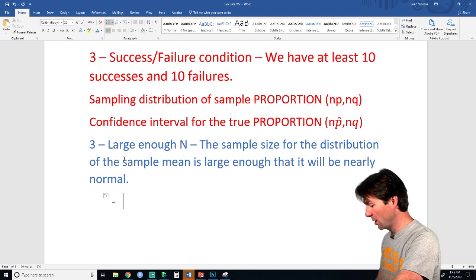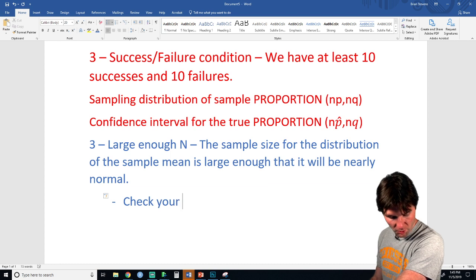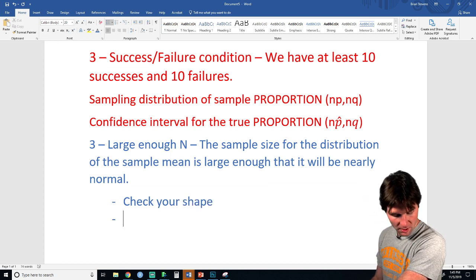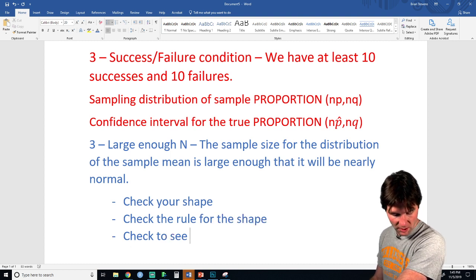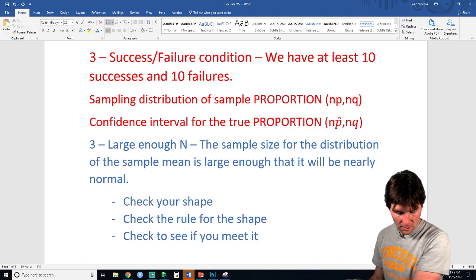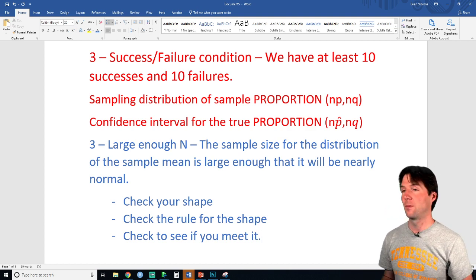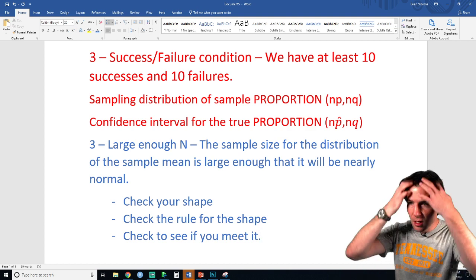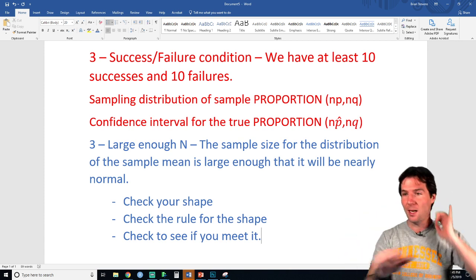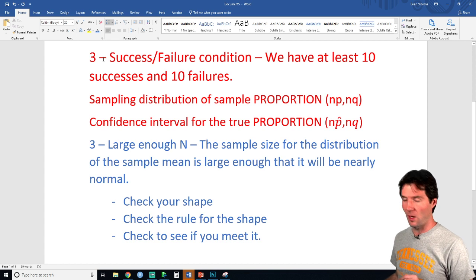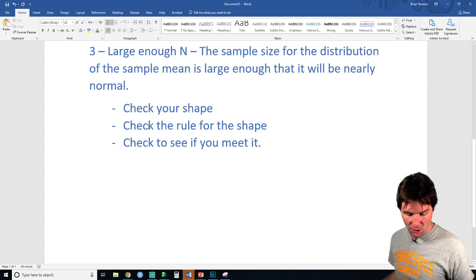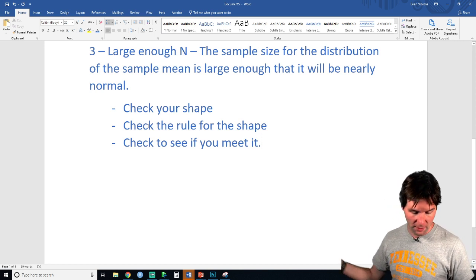Now let's do some things right here. First, check your shape. Check the rule for the shape. Check to see if you meet it. These are the steps to do it. The question between true and sample proportion from Madeline, we'll do that next. Great question. Remind me if I am going quickly, and I want to do that one next. So right here we have check your shape, check the rule, and all this good stuff.